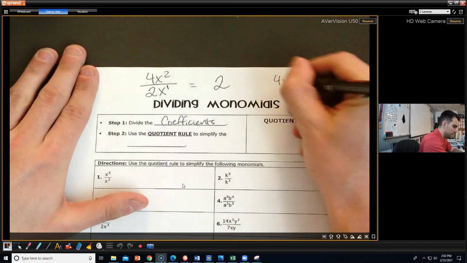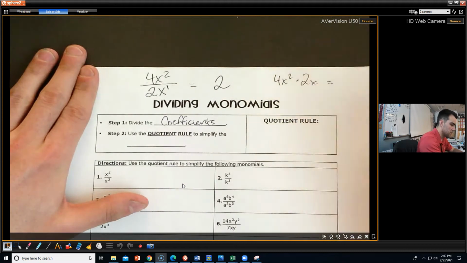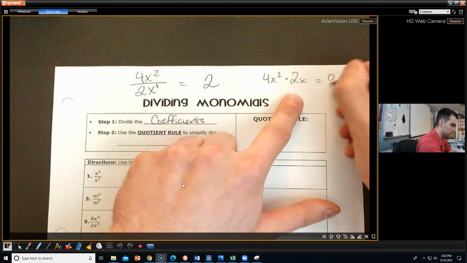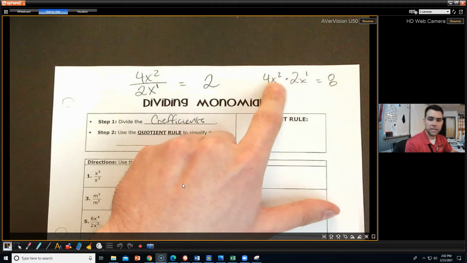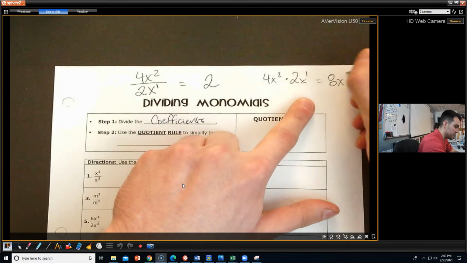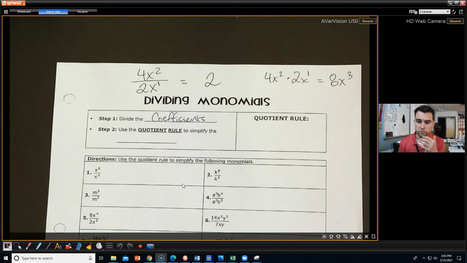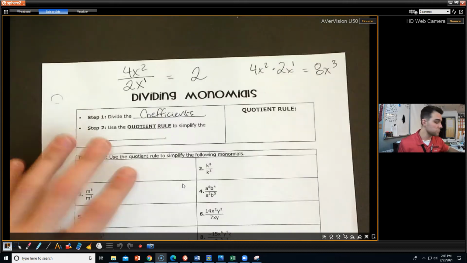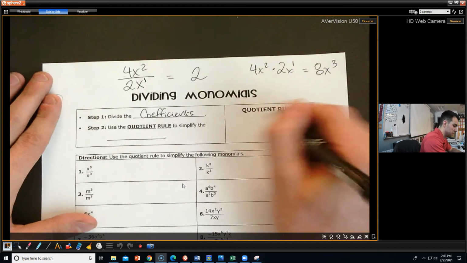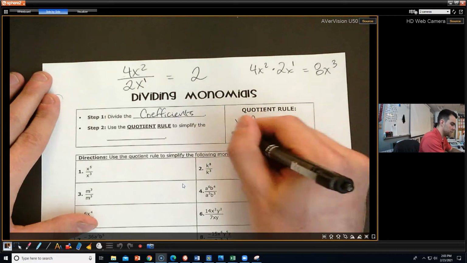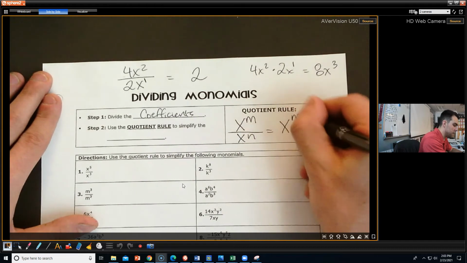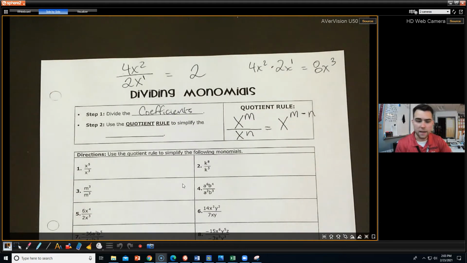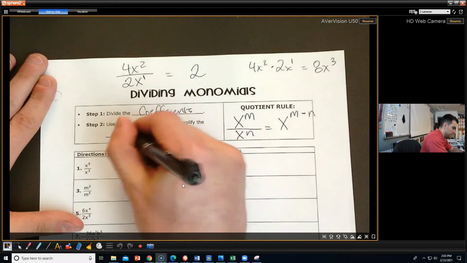Before, if we had 4x squared times 2x, we multiply the coefficients and get 8. Then we look at the exponents for our variables, and this is x to the 2 plus 1, so this is x to the third. Well, if division is the opposite of multiplication, then the opposite of addition will be subtraction. So the quotient rule is: if I have x to the m power divided by x to the n power, then this turns into x to the m minus n power, just like that.